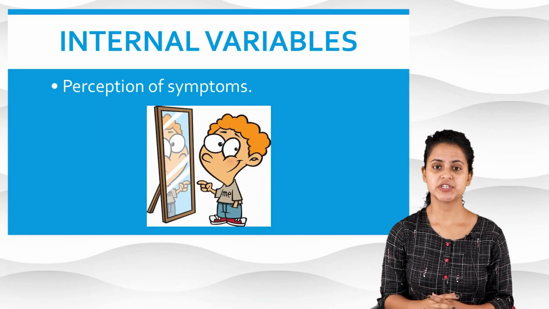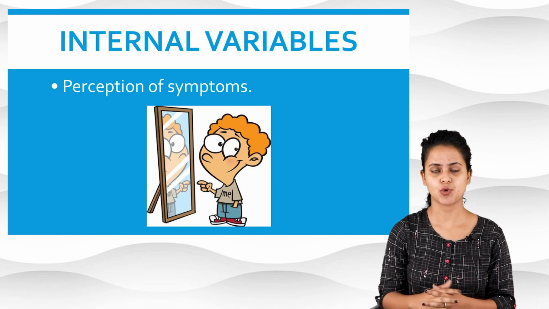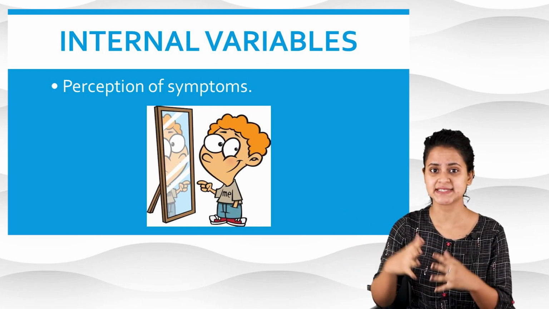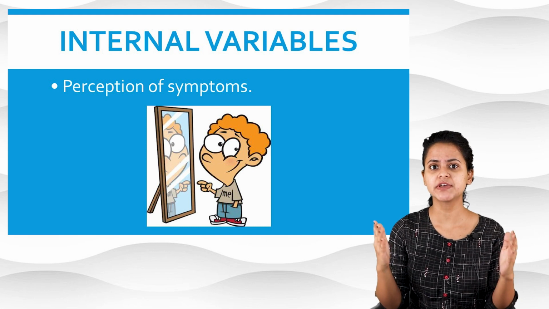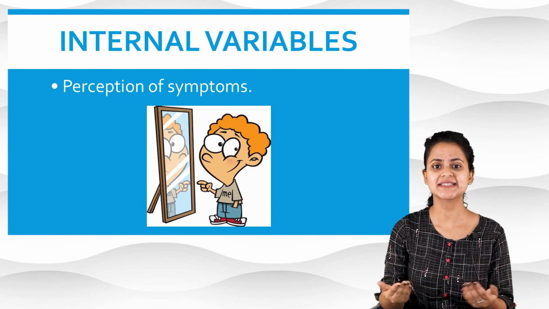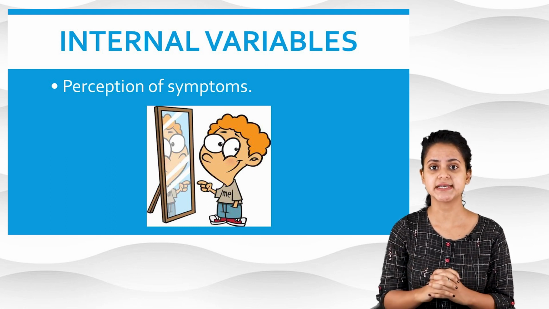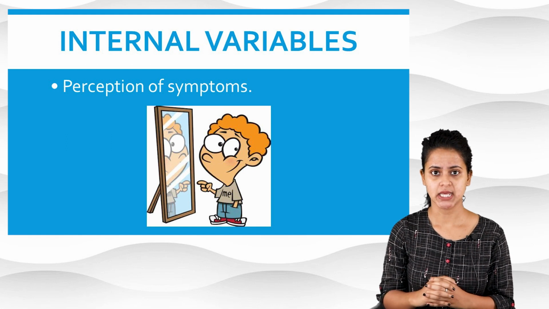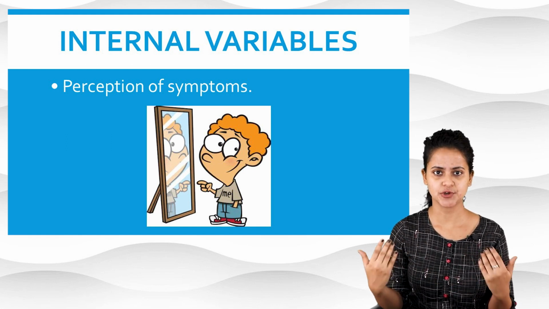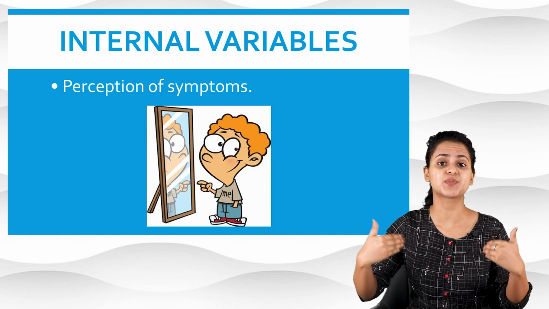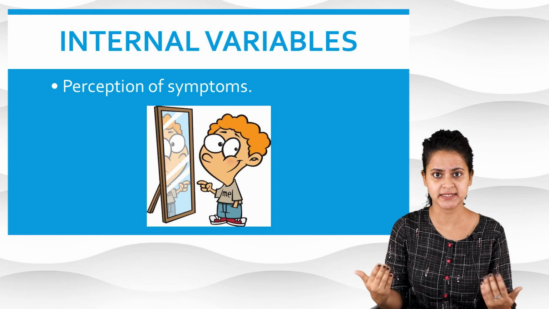Here, we are going to read about the internal variables first. So, internal variables are the factors or variables which are specifically present in oneself, and these are the individualized factors which influence their illness behavior. So the internal variables are basically categorized into three different points. The first one is the perception of the illness. So here we're going to read in detail how individuals' perception influences their illness behavior.